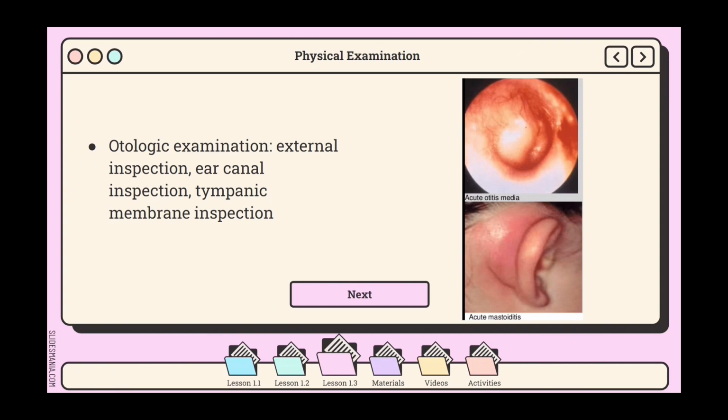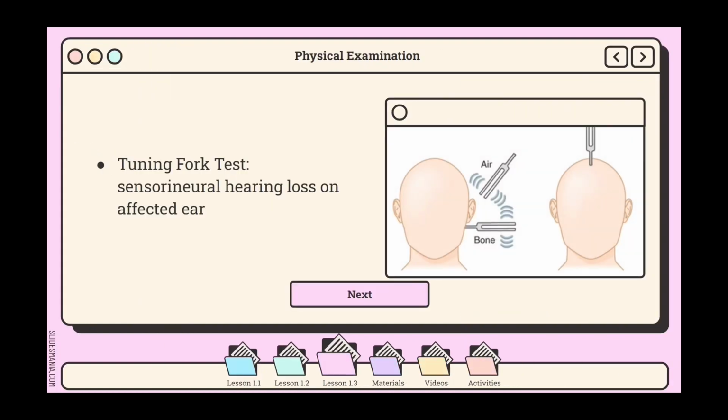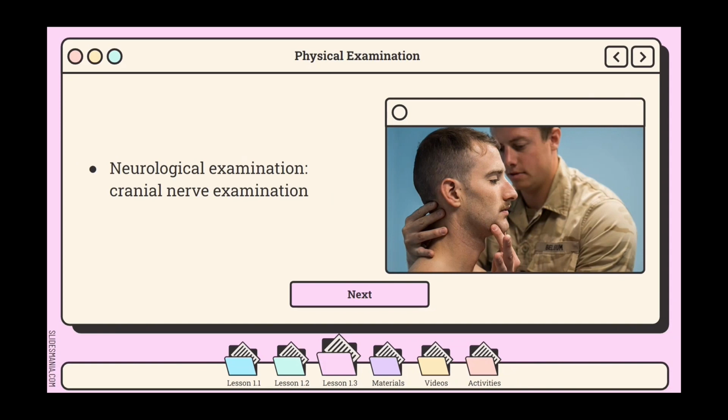We need to examine the ear by doing otologic examination, which involves external inspection, ear canal inspection, and tympanic membrane inspection to look for any sign of acute otitis media and acute mastoiditis. Tuning fork hearing test is done on the affected ear to check for any sign of hearing loss. Complete ENT test together with neurological examination such as cranial nerve examination to look for any nerve involvement.